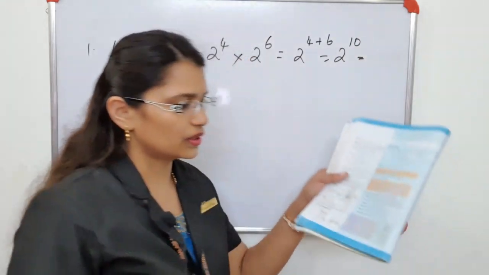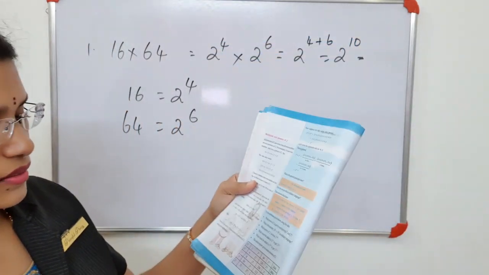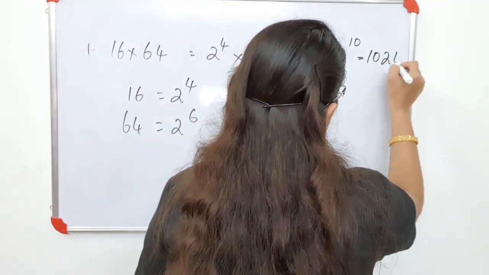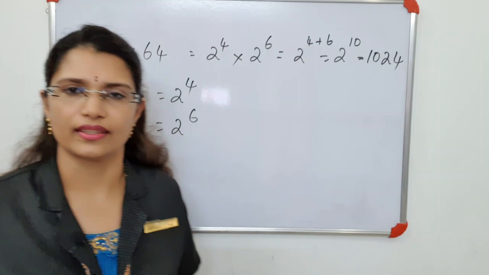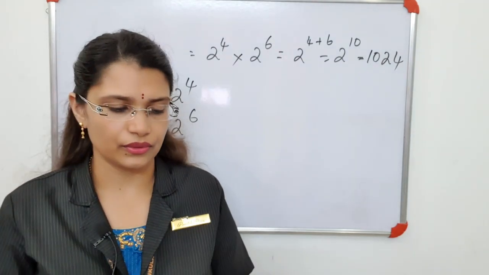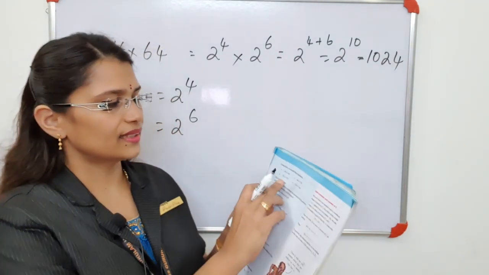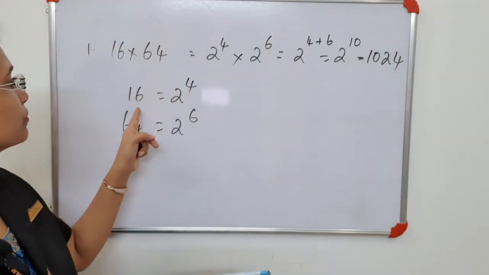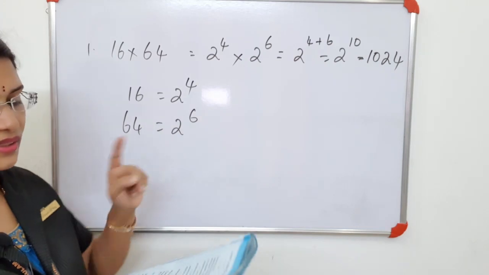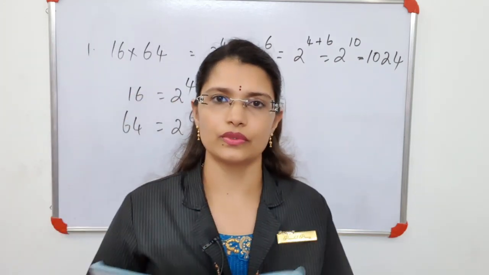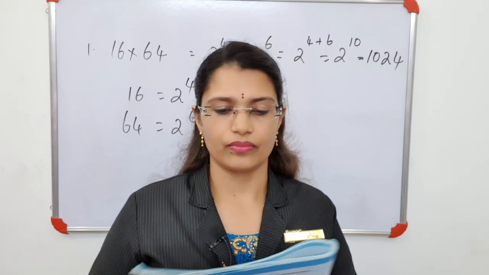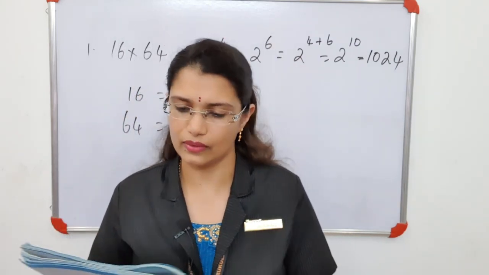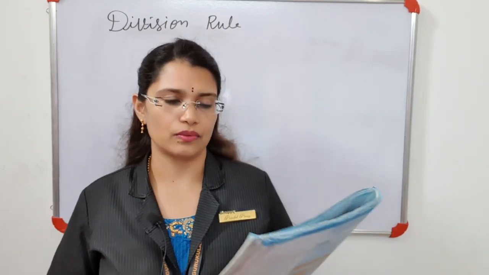What is 2 raised to 10? Look at the table. It is there. 2 raised to 10 is equal to 1024. This is the answer. So you have to do all the other 3 questions like that. All the powers are given in the tabular column. So find out these 3 questions with the help of that table. Okay. Next is division rule.